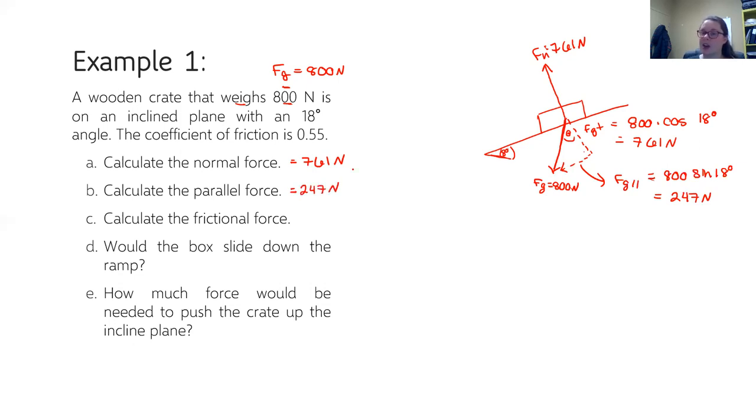Okay, so we have all of that. We want to know what the friction force is. Force of gravity parallel is pulling down the ramp, so that means my force of friction would push the box up the ramp. So the force of friction is just equal to mu times Fn, which is 0.55 times the normal force of 761, which is equal to 419 newtons.